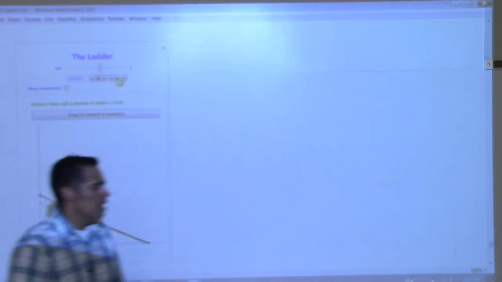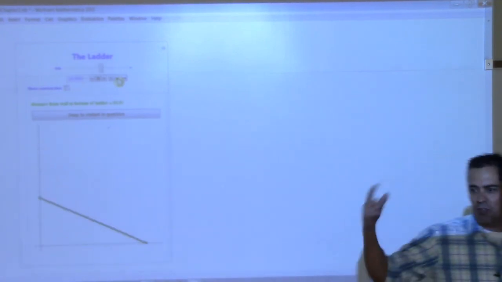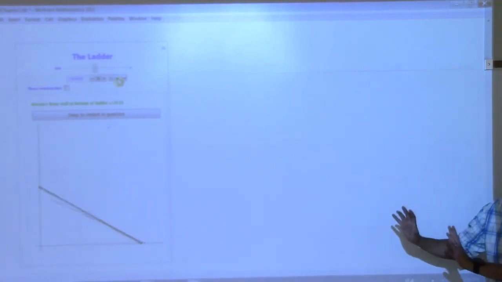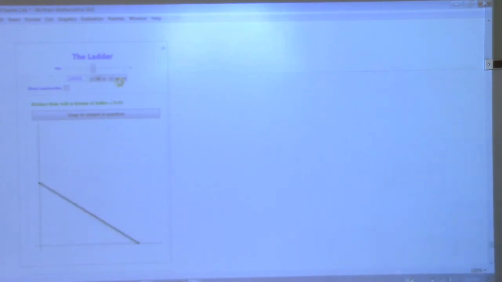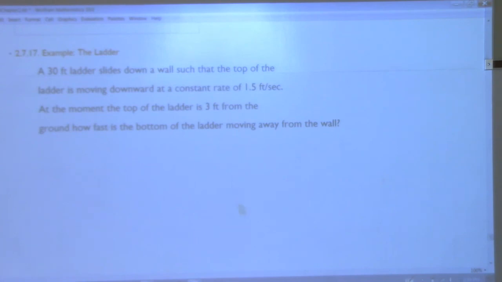All right? This is not like the runner around the track problem. This is more of a basic problem. All right? So let's see how you do with that. I'll put the problem back up here. Let's say that's due at the beginning of class on Tuesday.